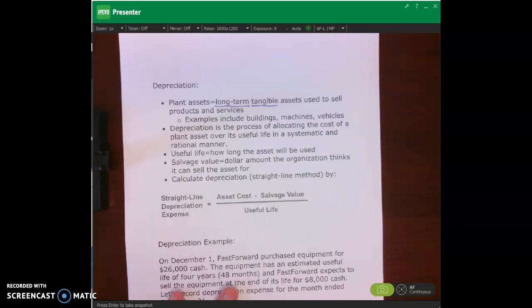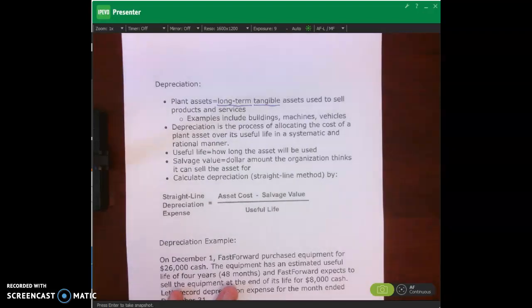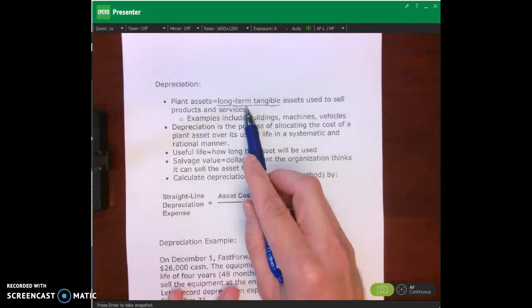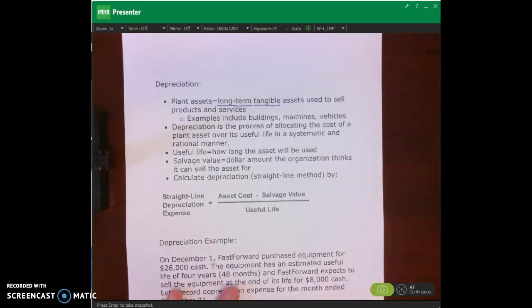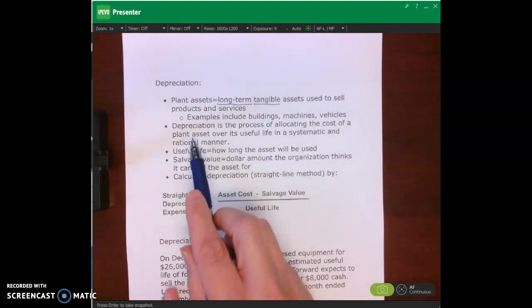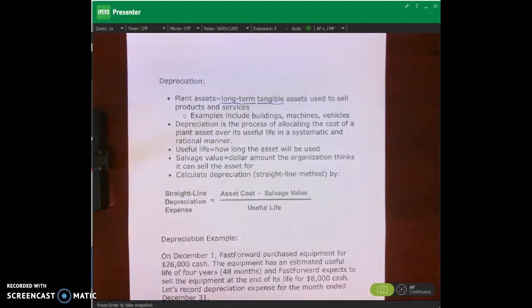So think about maybe this building that I'm in, Woodard classroom building. This helps us to generate tuition revenue. So it is a tangible asset because I can touch it, and it's long-term because it's going to be used over multiple years to teach students to generate tuition revenue. The idea of depreciation is a little bit different than what you've learned about before.